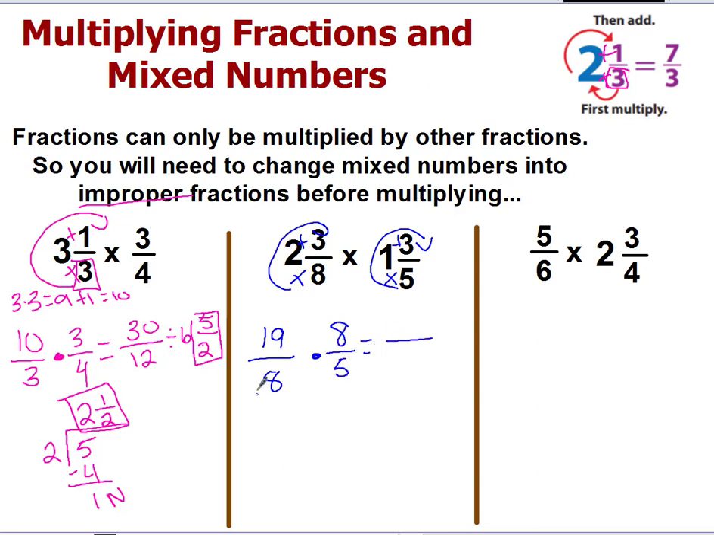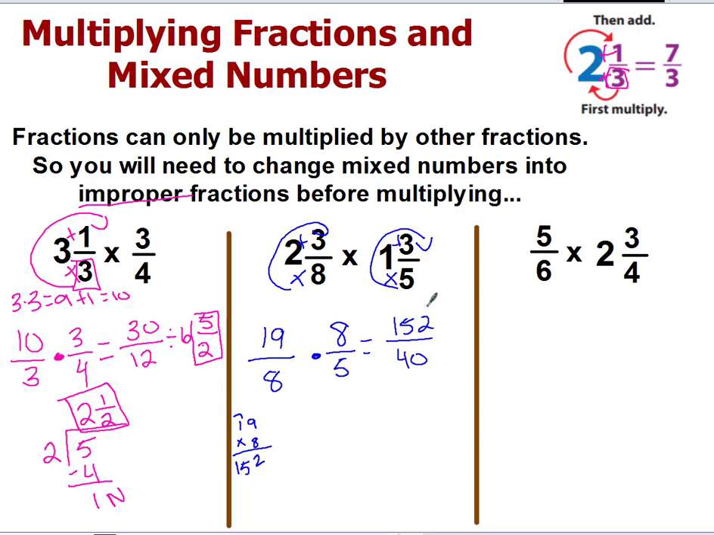Okay, now multiply. 8 times 5, well, that gives me 40. What about 19 times 8? Well, I could come down here and multiply 19 times 8. 8 times 9 is 72. 8 times 1 is 8 plus 7. That is 15. So 152.